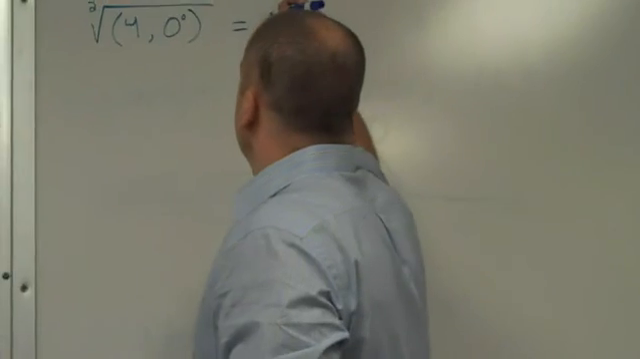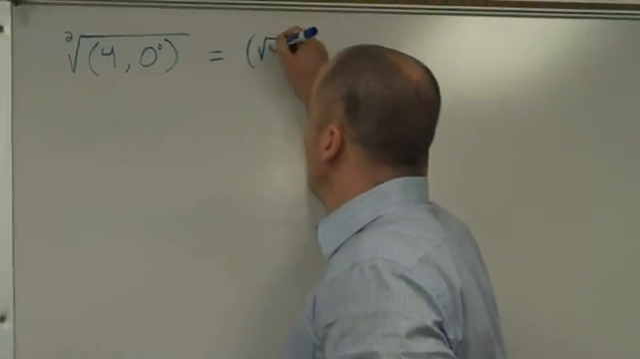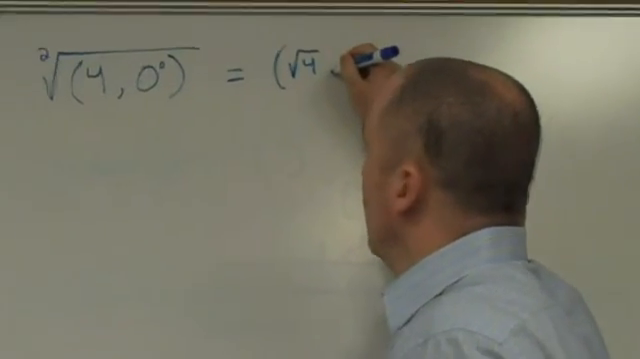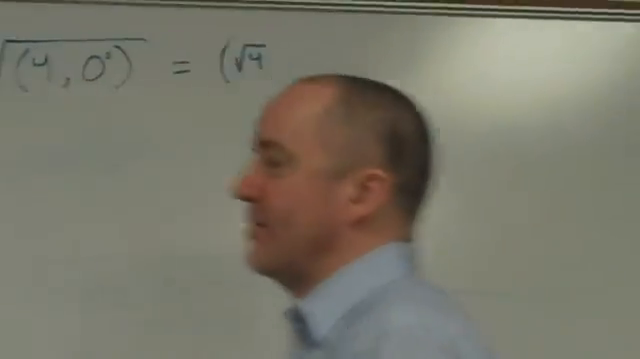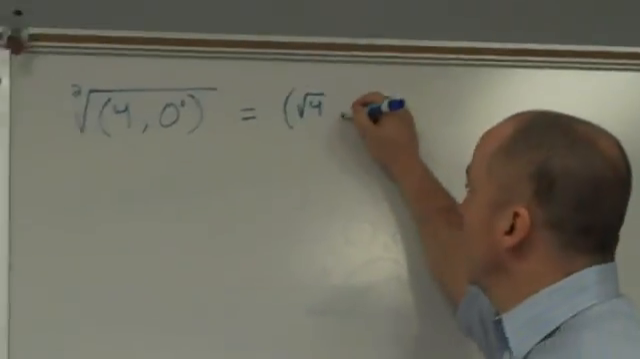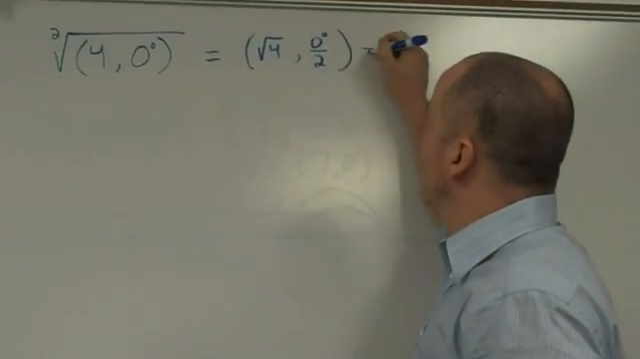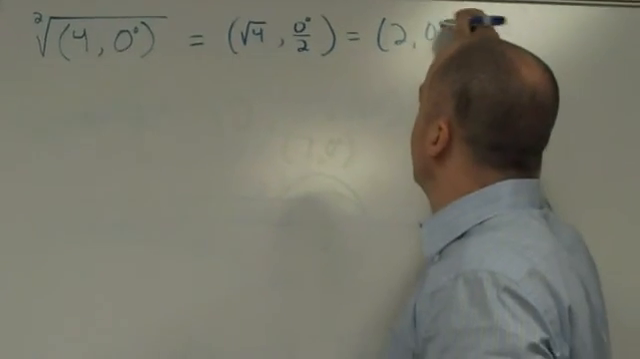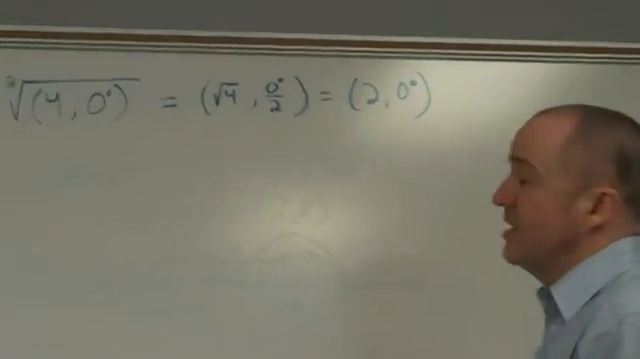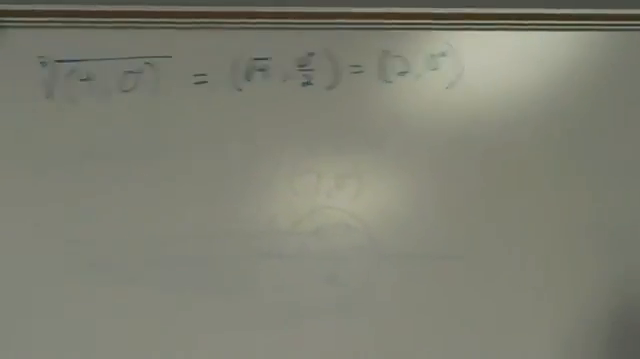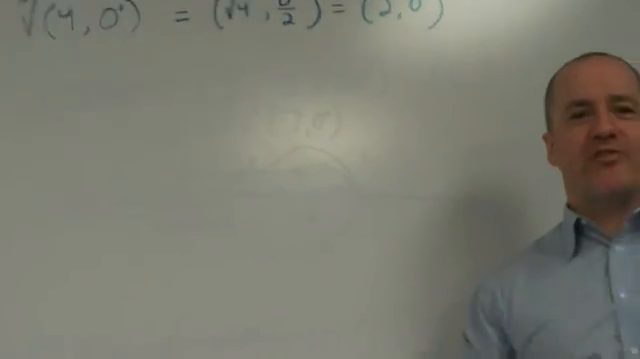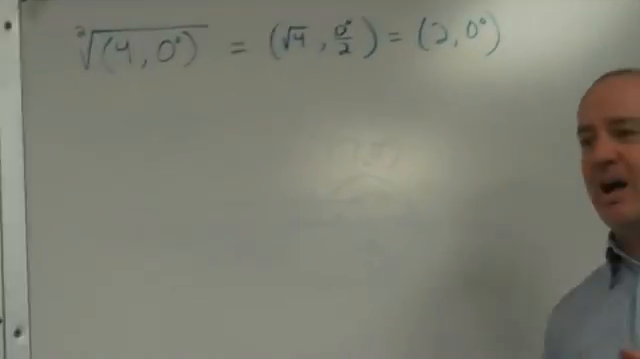So 2 comma 0, this is correct. This is going to be the square root of 4, well, not plus or minus in this case. You only find the positive root of the number. So this is going to be the square root of 4, and then you take the 0 degrees and divide that by 2. So that's going to be 2 comma 0 degrees. So the problem is this doesn't give you a plus or minus. But what about the fact that negative 2 times negative 2 equals positive 4?